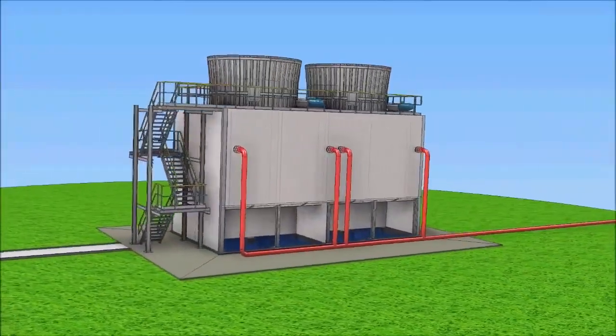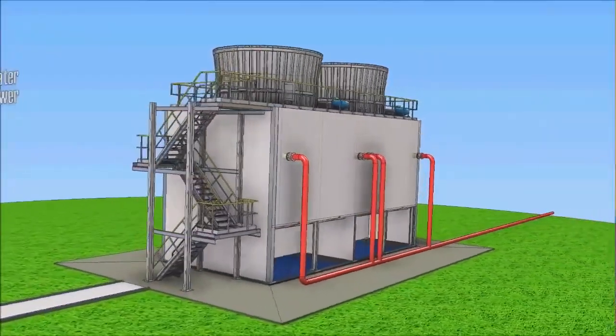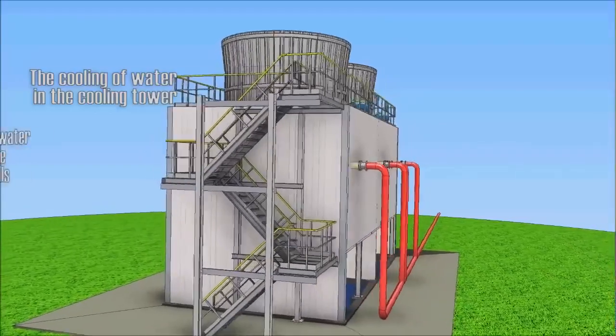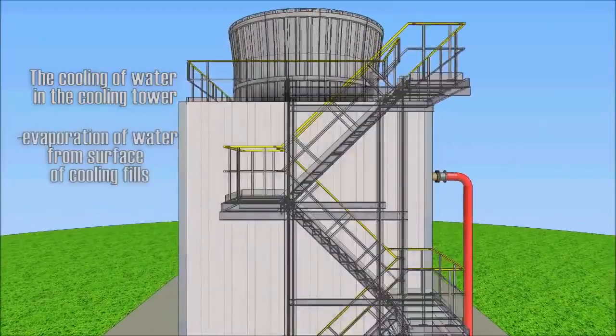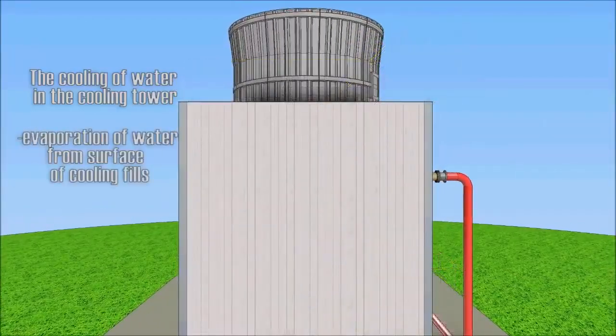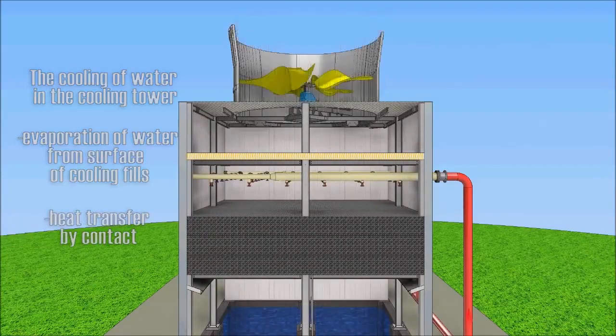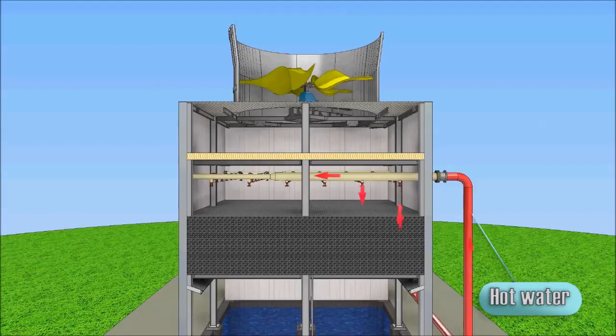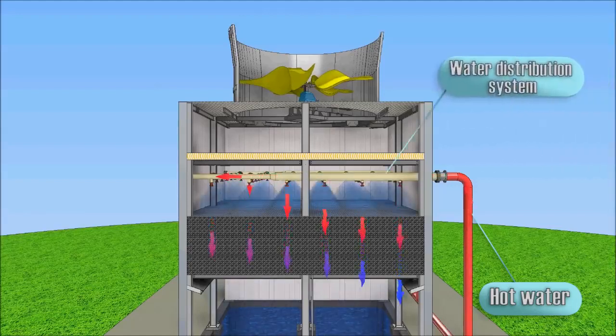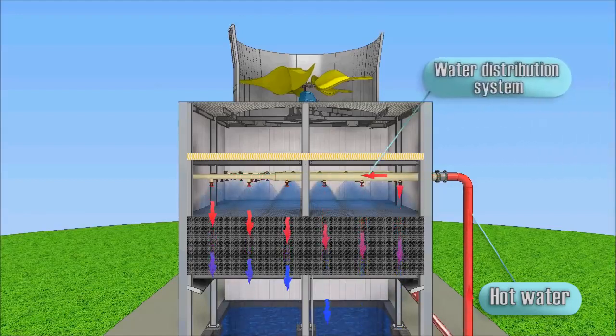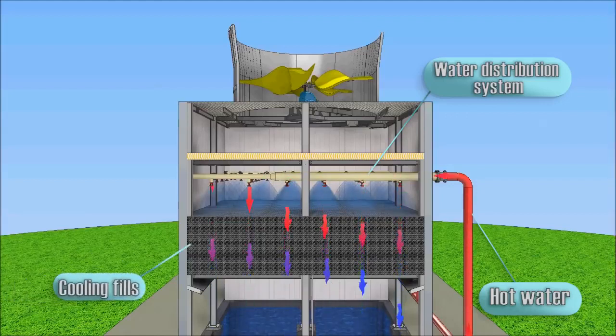So, how does the cooling tower work? Water in cooling towers is cooled by evaporation of water in the stream of atmospheric air, with heat transfer by contact with air. Hot water from various sources such as machines or heating processes flows through pipes to the distribution system of the cooling tower, which produces even water distribution to all the area of the fills by the spray nozzles.